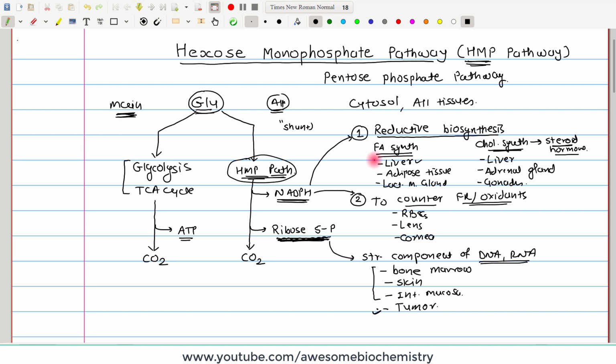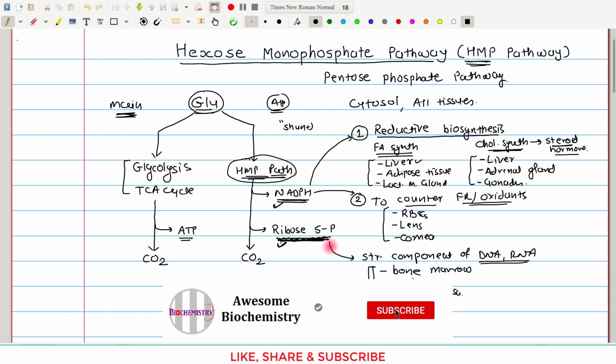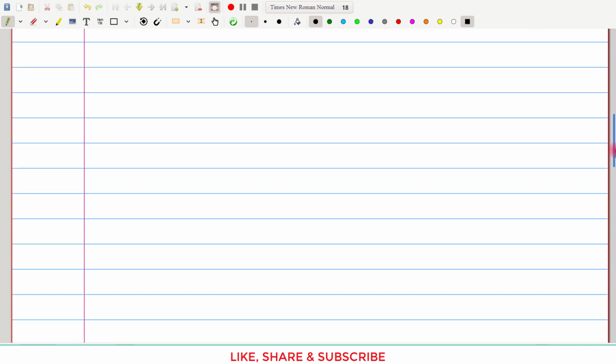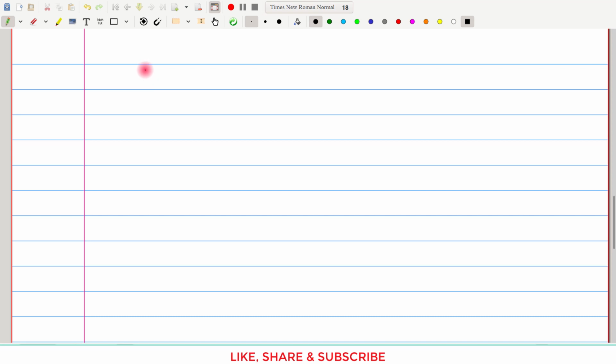So, as we now know, all these tissues require the products of the hexose monophosphate pathway more often than other tissues. So, this is the list of tissues which have a more active HMP pathway. Right. Now, let us look at the reactions of the HMP pathway. In the first step of the HMP pathway, glucose gets converted to glucose 6-phosphate.